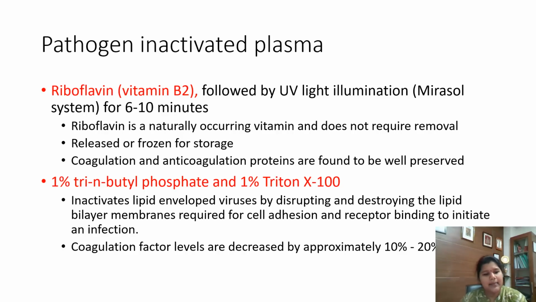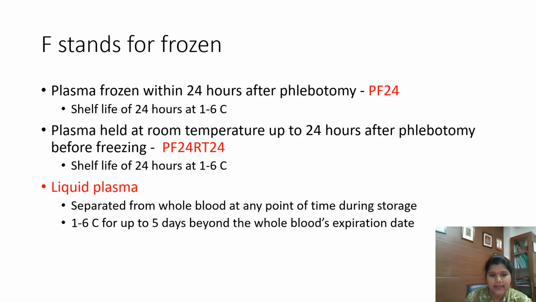The next important method uses 1% tri-N-butyl phosphate and 1% Triton X-100. What it does is it destroys the lipid bilayer membrane. So any viruses that are bound by a lipid envelope will undergo lysis. In this method also, coagulation factors are decreased by 10 to 20%.